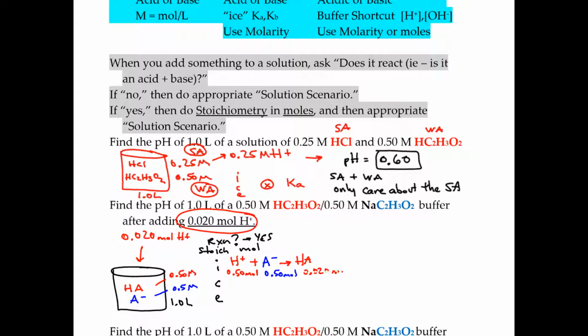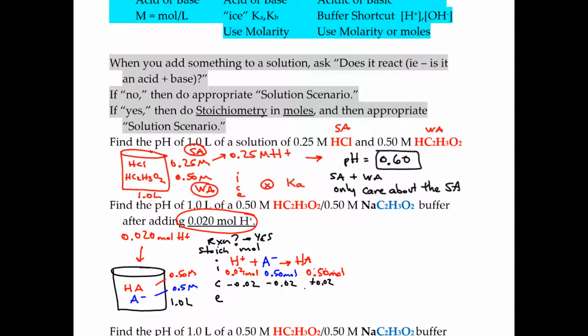So this is a common mistake made by students and sometimes teachers. The HA starting amount was the 0.5. Okay, so this is the 0.5 of the HA, and then the acid that I added was the 0.02. So there we go. I did not do that on purpose, but it worked out. Now, you can see that the H plus is going to run out. So we're going to do minus 0.02, minus 0.02, plus 0.02.